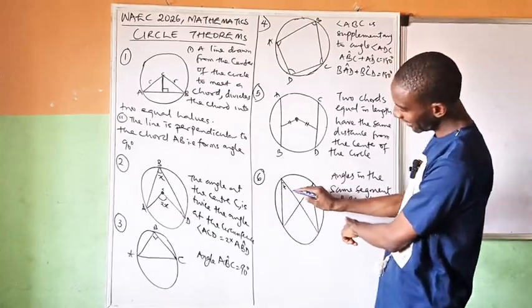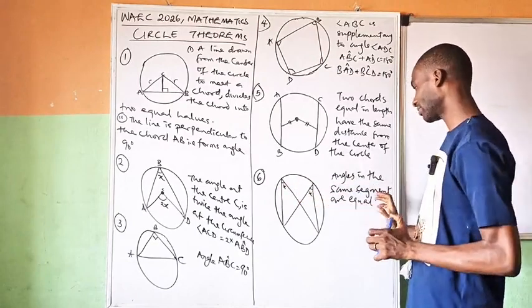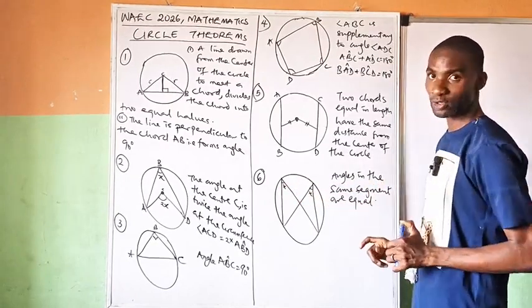So if I draw a line here, a chord, that is a segment. So the angle in this segment and this, they are exactly the same. So angles in the same segment are equal.